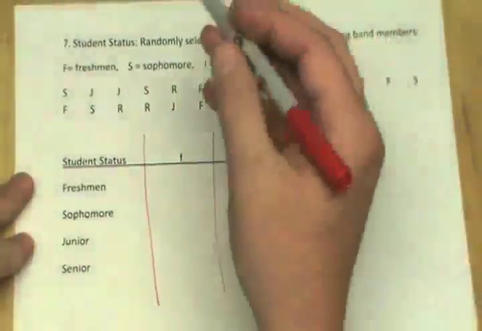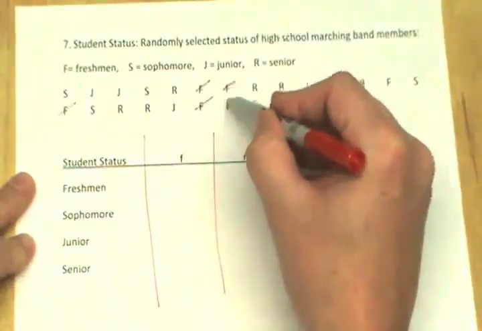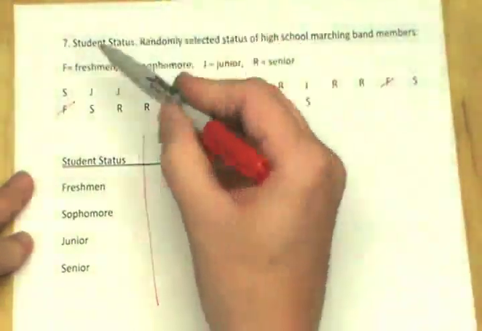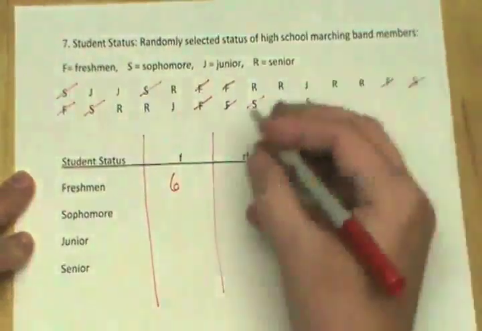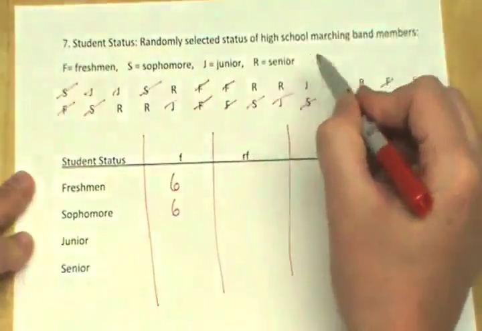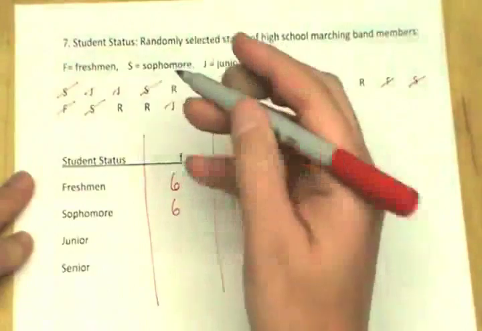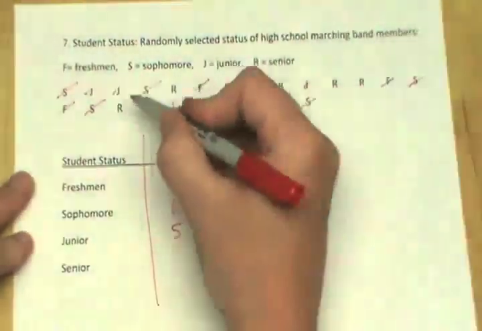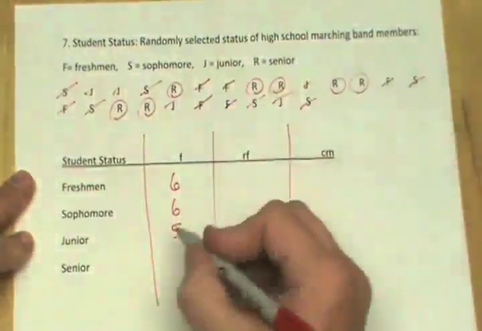All right, how many freshmen? So how many F's do we have here? 1, 2, 3, 4, 5, 6. 6 freshmen. How many sophomores? S's. 1, 2, 3, 4, 5, 6 sophomores. How many juniors? 1, 2, 3, 4, 5 juniors. And then all the rest are seniors. 1, 2, 3, 4, 5, 6, 7 seniors.